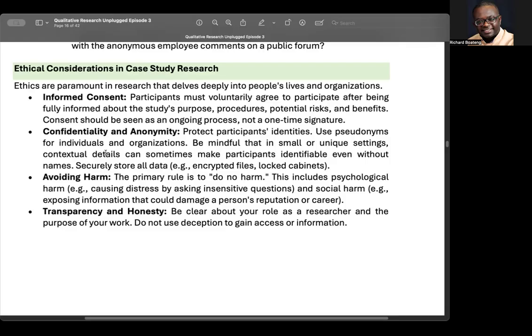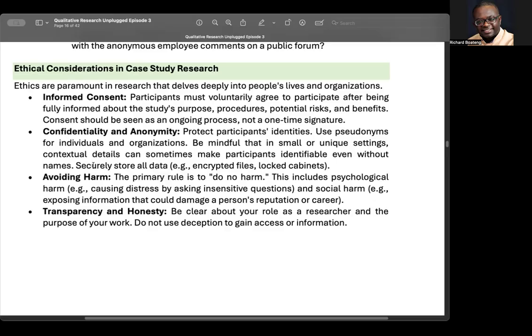First and foremost is informed consent. The foundation. Absolutely. Participants must voluntarily agree to take part after they've been fully informed about the study's purpose, what participation involves, any potential risks or benefits, how their data will be used, and that they can withdraw at any time without penalty. And crucially, consent isn't just a form you sign at the beginning. It's an ongoing process of communication.